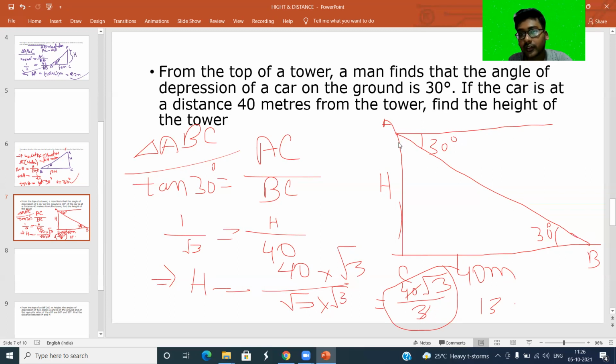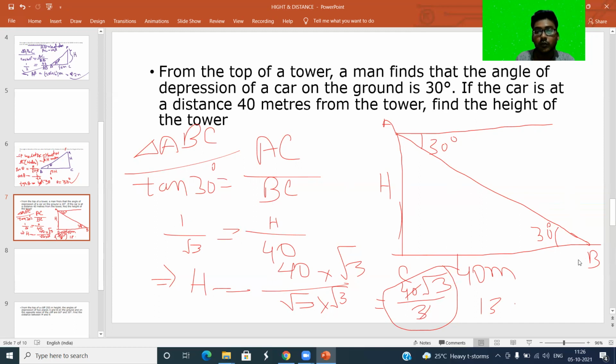and it is the angle of depression because there is a horizontal line, and the point is below this horizontal line. If it is 30 degrees, then this angle will also be 30 degrees, always equal. Okay, tan 30 degrees is equal to AC by BC. We take tan because in this triangle the base and height are given. So AC value is H and BC value is 40.